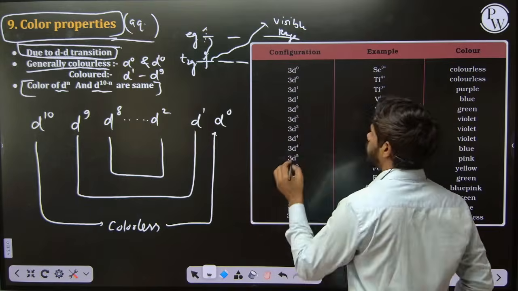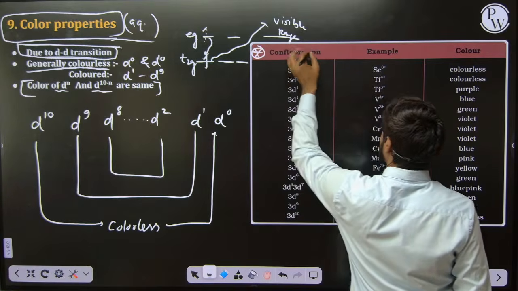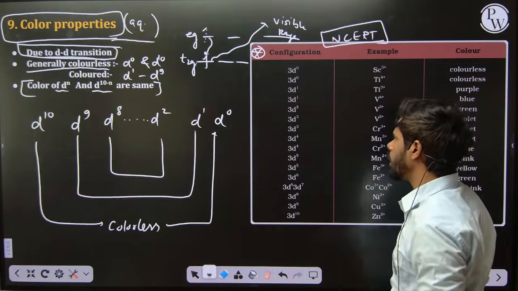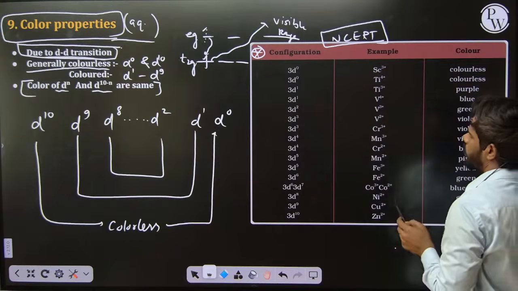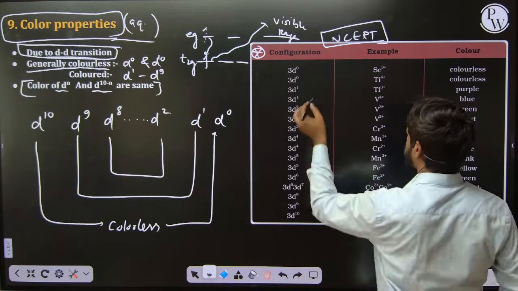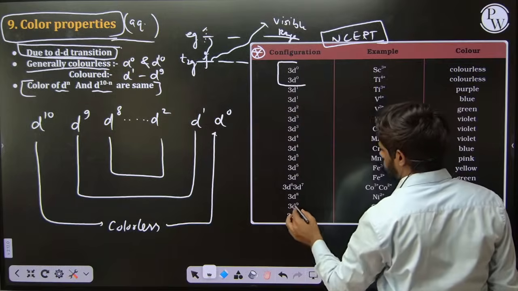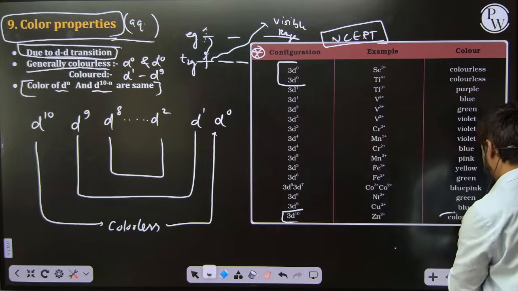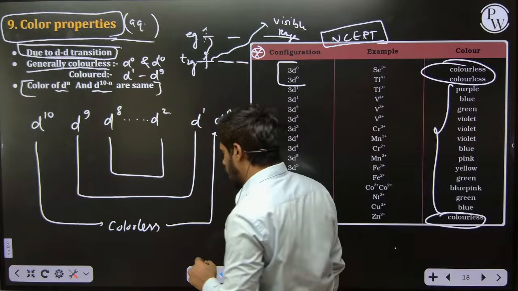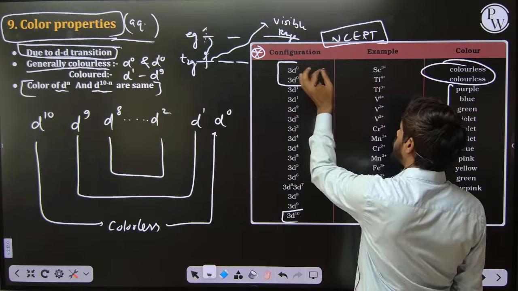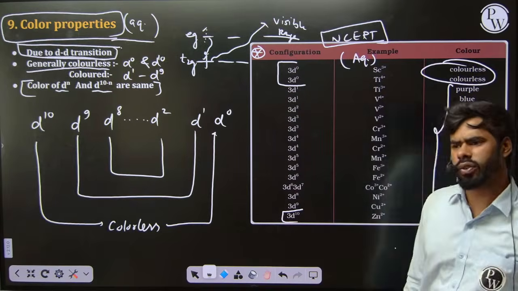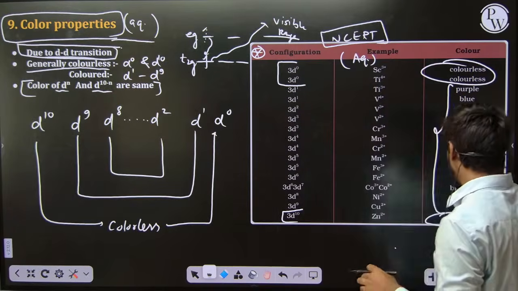Otherwise, this table given in the NCERT should be remembered, because it is asked in the exam also. Colorless we can skip, since we know that d0 and d10 are always colorless. Other than that, we can remember these colors of the ions in the aqueous medium, that is, when dissolved in water, known as hydrated ions. These are the hydrated ion colors.